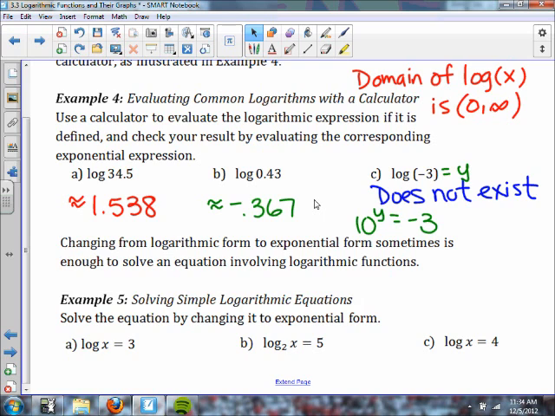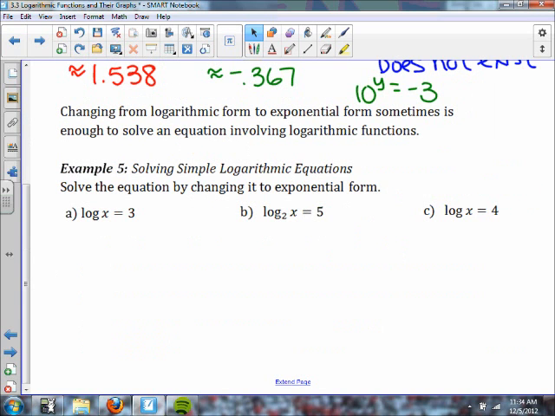Good. Now, are there any other questions on example 4? Any questions at all? All right. Now, changing from logarithmic form to exponential form is sometimes enough to solve an equation involving logarithmic functions. So, solve the equation by changing it to exponential form. What's the base here on A? Base is 10. So, 10 to the third will equal x. Switch it to exponential form. What is 10 to the third power? 1,000.